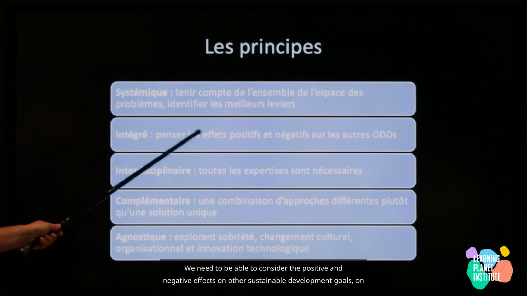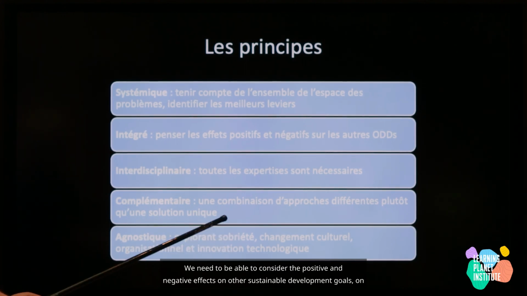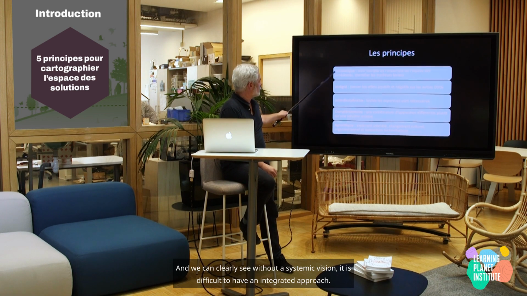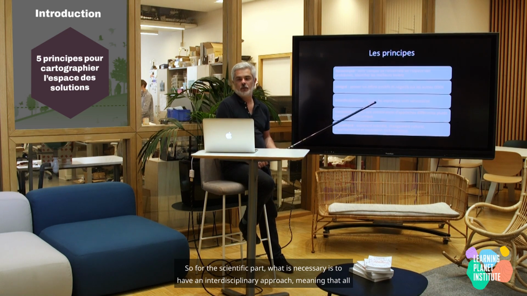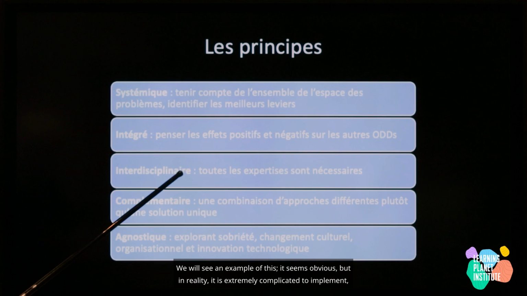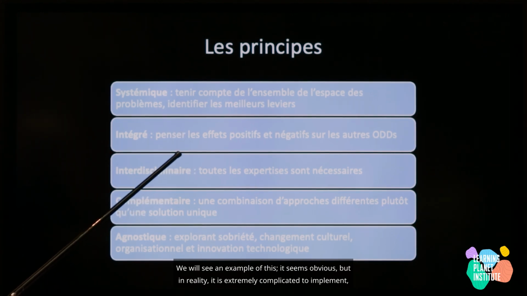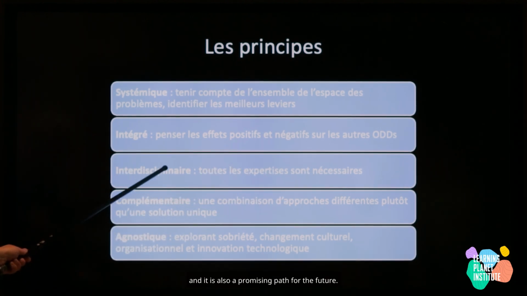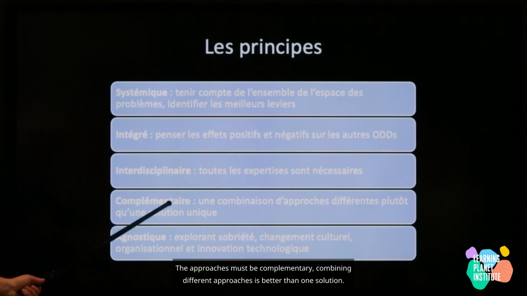We need to be able to consider the positive and negative effects on other sustainable development goals, on other components of sustainability. And we can clearly see that without a systemic vision, it is difficult to have an integrated approach. So for the scientific part, what is necessary is to have an interdisciplinary approach, meaning that all expertise is needed. We will see an example of this. It seems obvious, but in reality, it is extremely complicated to implement, and it is also a promising path for the future. The approaches must be complementary.